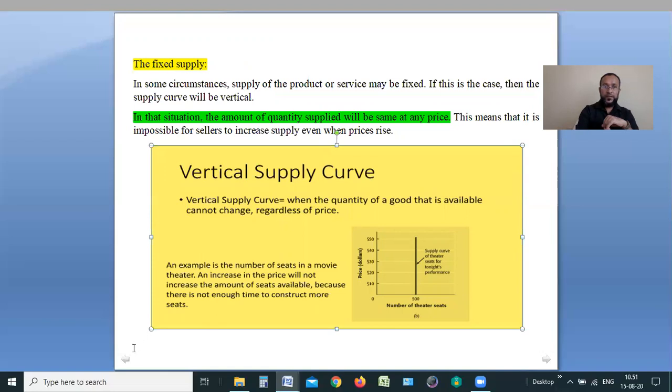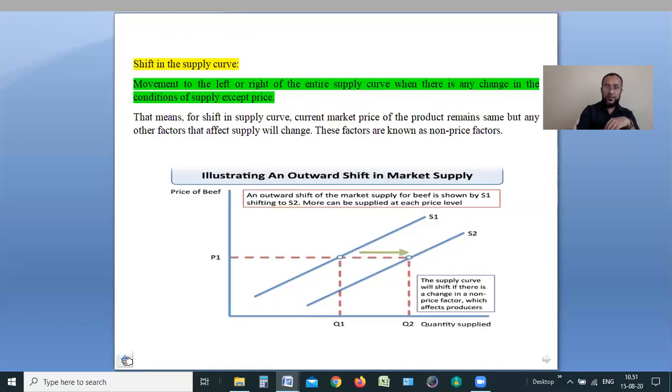Okay, before starting the next topic, let's assume that it may happen oppositely also. This is our initial supply curve, and if cost of production falls, then what will happen? It will shift to the right, and if cost of production rises, then what will happen?